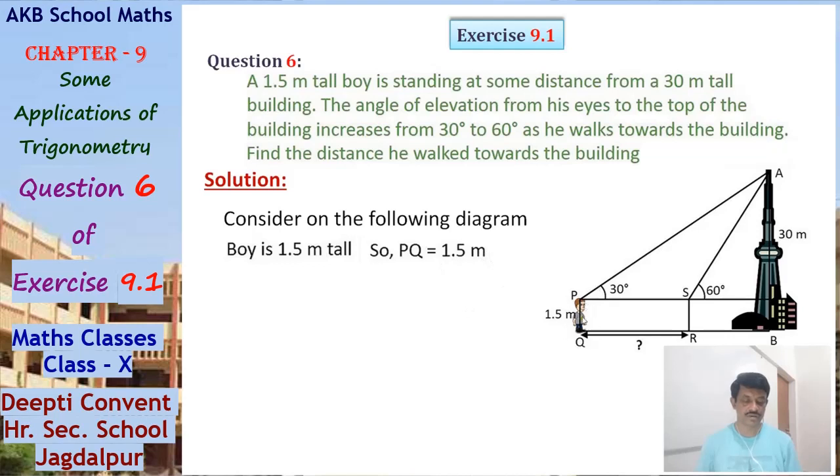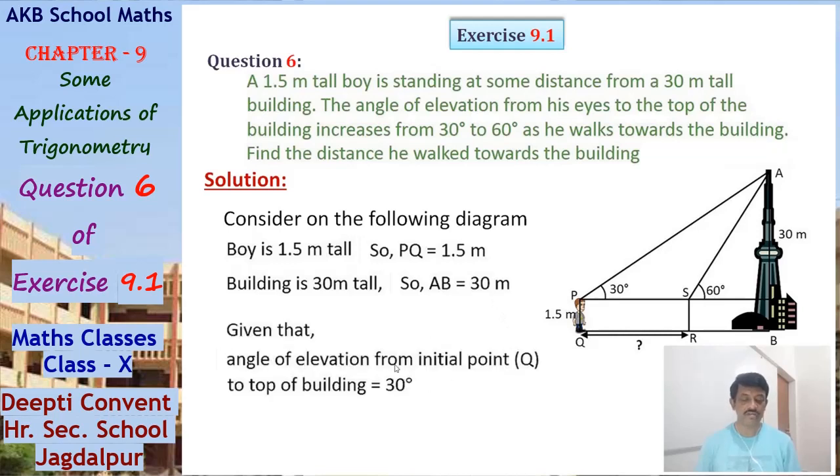The boy is walking towards the building. The building is 30 meter tall. This is the building, AB. So AB equals 30 meter. Clear? Now, given that the angle of elevation from initial point Q, that is the eye level of this boy, to the top of the building is 30 degree, that is this is 30 degree.